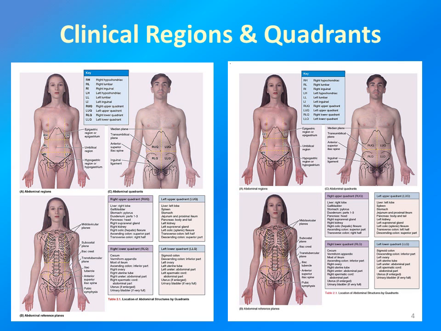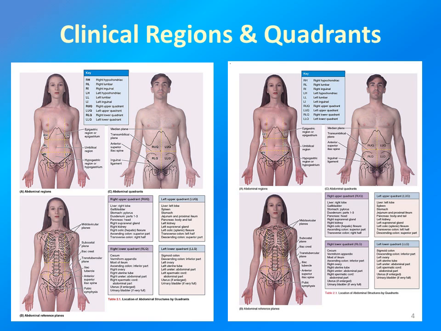The clinical quadrants and regions were covered in Human Gross Anatomy Module number 1. Therefore, they will only be briefly reviewed here. Let's look at the quadrants first. They are formed by the intersecting planes, the mid-sagittal plane and the transverse plane. So we have the left and right upper quadrants and the left and right lower quadrants where the planes intersect at the level of the umbilicus.